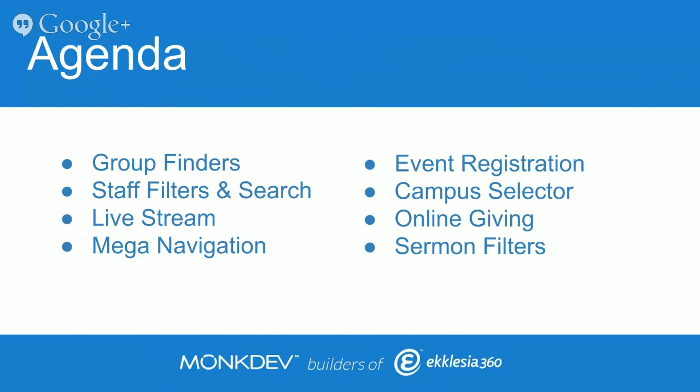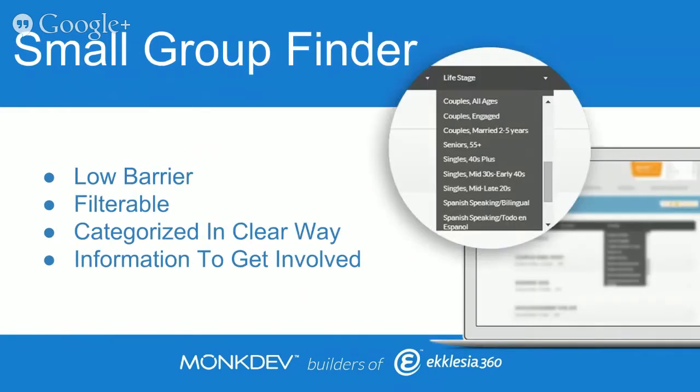So here's the agenda again. You can see we've got a lot to cover, so we're going to try and jump in and get going. We've got Group Finder, Staff Filters and Search, Live Stream, Mega Navigation, Event Registration, Campus Selector, Online Giving, and Sermon Filters. So a lot to cover, and let's get started.